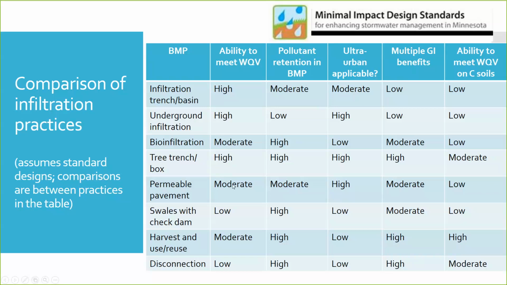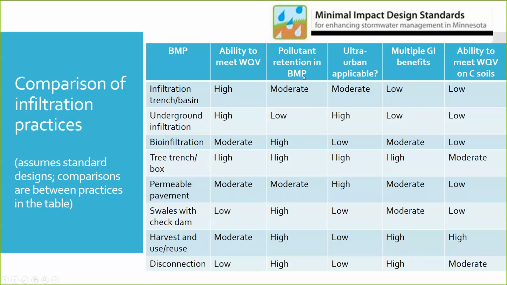Permeable pavement is considered to be moderately effective. The primary limitation there is the area that you have available for permeable pavement. If you have large areas available for permeable pavement, it's a very effective practice for infiltrating water. As I mentioned, harvest and reuse systems can be very effective if the receiving area is very large. Swales with check dams and disconnection tend to be less effective because the receiving area is smaller.